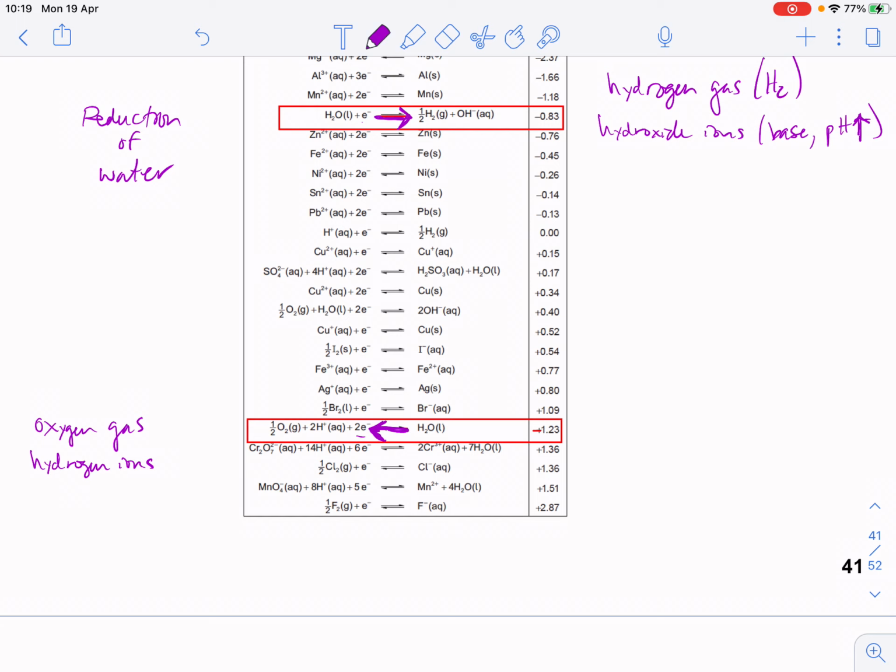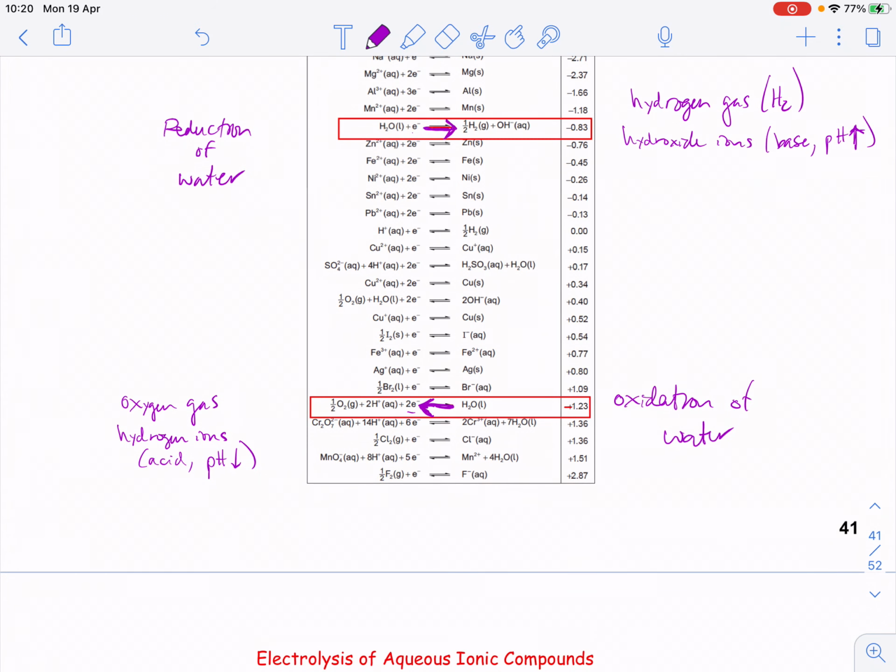Okay, hydrogen ions we associate with being acid. And so the pH near that electrode will drop if this process occurs. And we can measure that with a pH meter or with pH paper, turning a different color. Okay, so this is the oxidation of water. So they're in table 24. They're there for you. You need to know which direction is which, that going to the right is reduction, going to the left is oxidation.